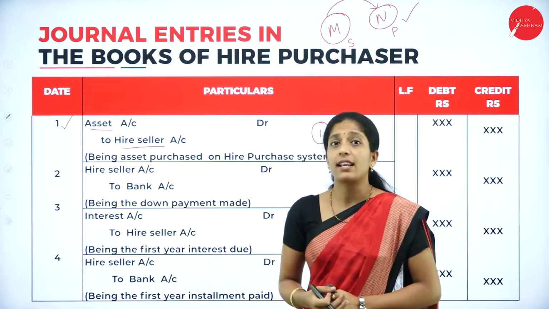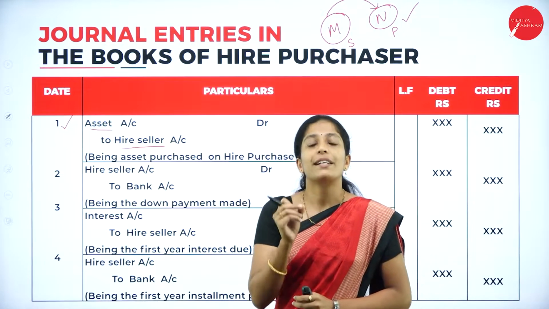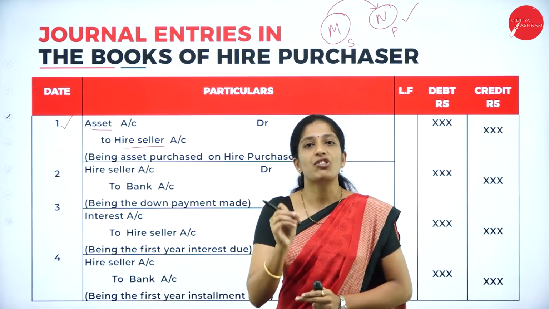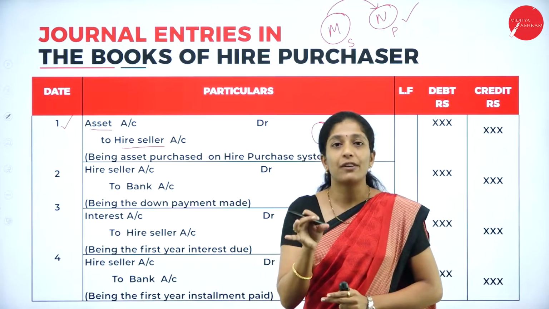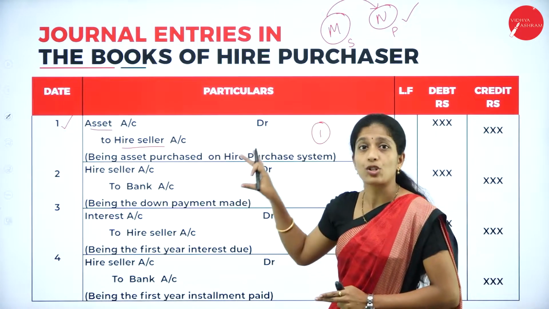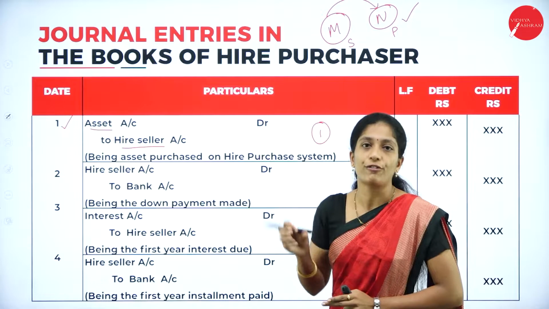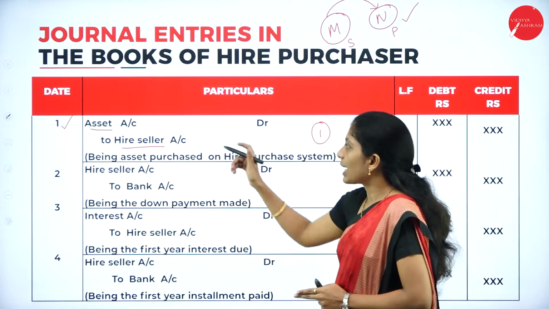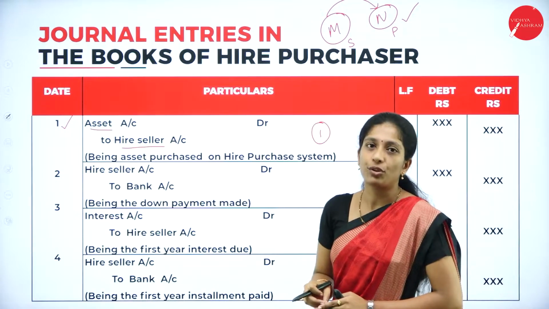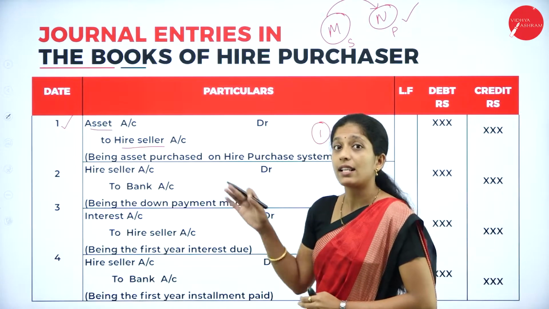And the second entry is that, I have told you that on the date of purchasing or receiving the goods, the hire purchaser will make some payment which is known as down payment. So for that we have to write the entry. This all happens on the date of receiving the goods. So he has received the asset. At the same time he makes the payment to the hire seller, that is the down payment.